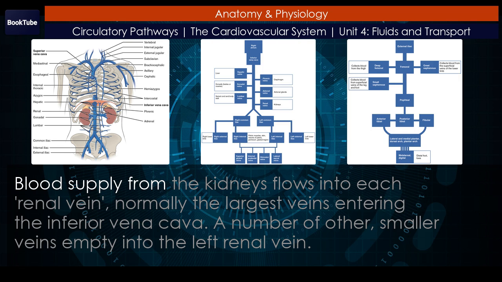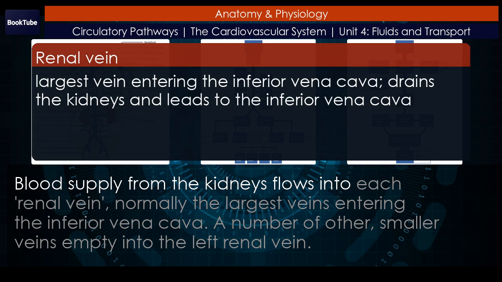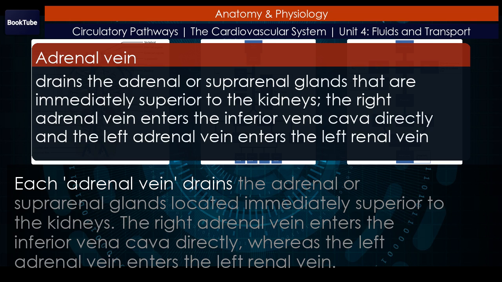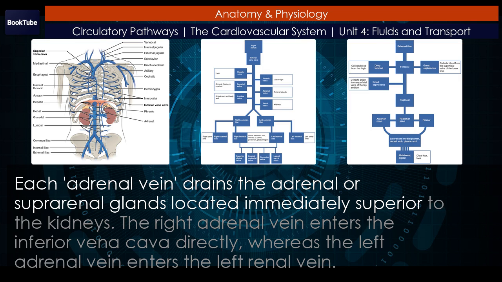Blood supply from the kidneys flows into each renal vein, normally the largest veins entering the inferior vena cava. A number of other smaller veins empty into the left renal vein. Each adrenal vein drains the adrenal or suprarenal glands located immediately superior to the kidneys. The right adrenal vein enters the inferior vena cava directly, whereas the left adrenal vein enters the left renal vein.